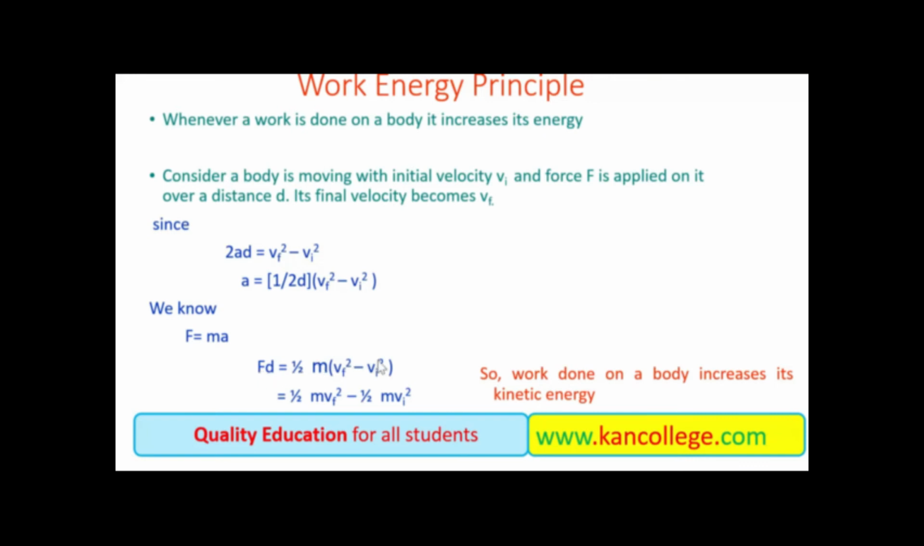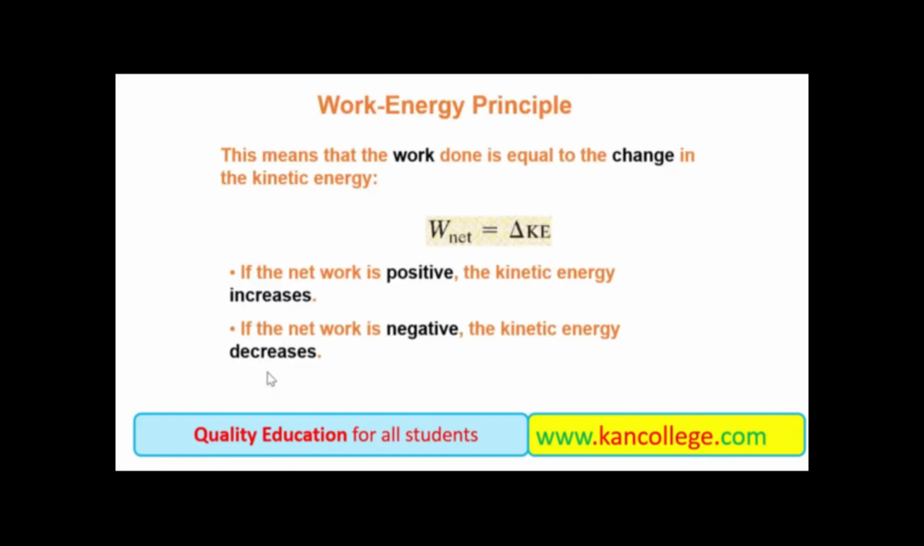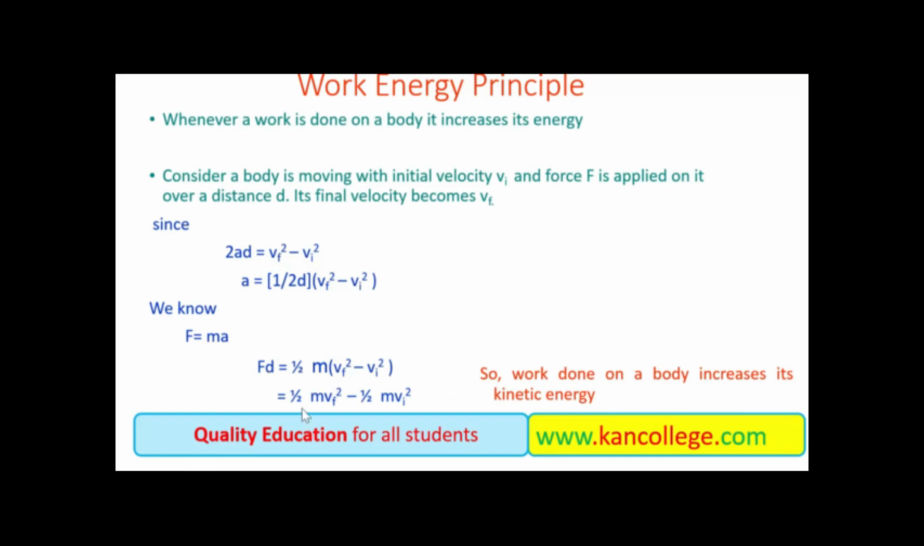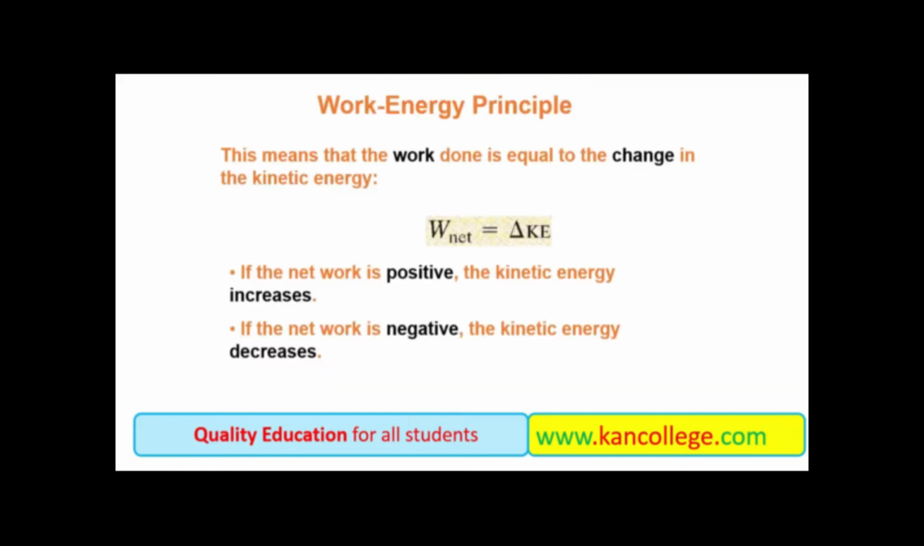Work done can be calculated using this formula, where F is the force and d is the distance. Putting the value of F from this equation, half m, and from a, d will be cancelled with the d. The result will be half mVf square minus half mVi square. This is known as the work energy principle.